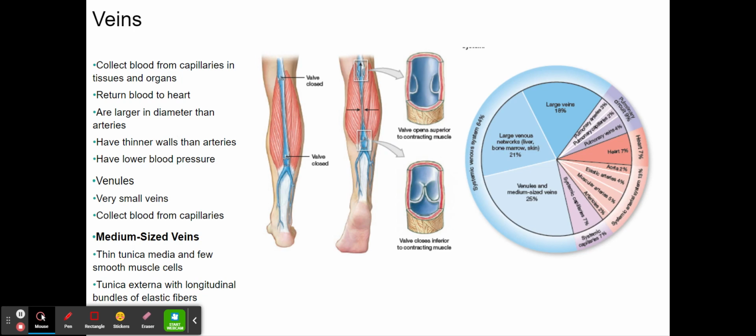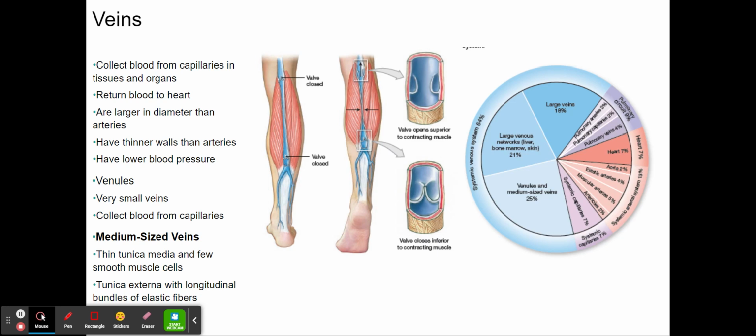Veins collect blood from all tissues and organs and return it to the heart. The walls of veins can be thinner than those of corresponding arteries because the blood pressure in the veins is lower than that in arteries. We'll classify veins on the basis of their size. Even though their walls are thinner, in general, veins are larger in diameter than their corresponding arteries.